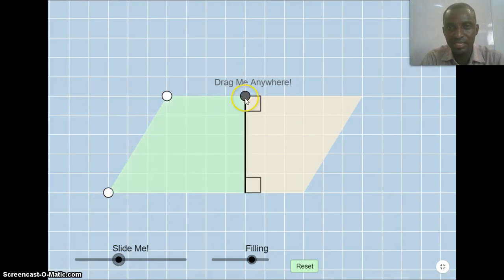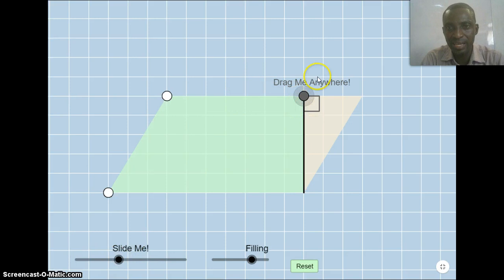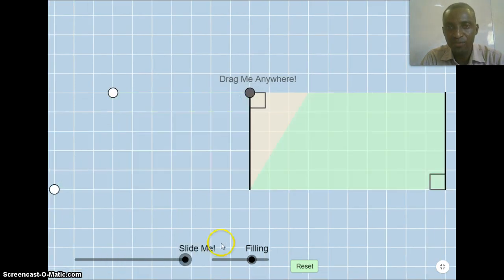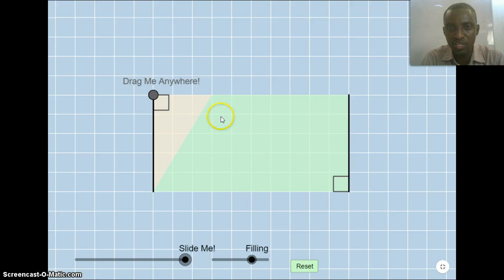If you drag this to the side over here, that's the height over here, we can still see that the part of the other area, when I join it to this part, I still form the area of a rectangle. And so, as simple as the area of a rectangle being the length times breadth, we can also see the area of a parallelogram is the length times the perpendicular height.